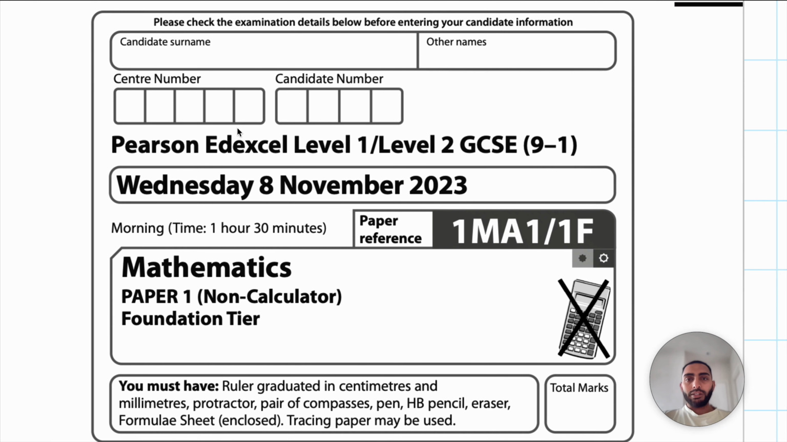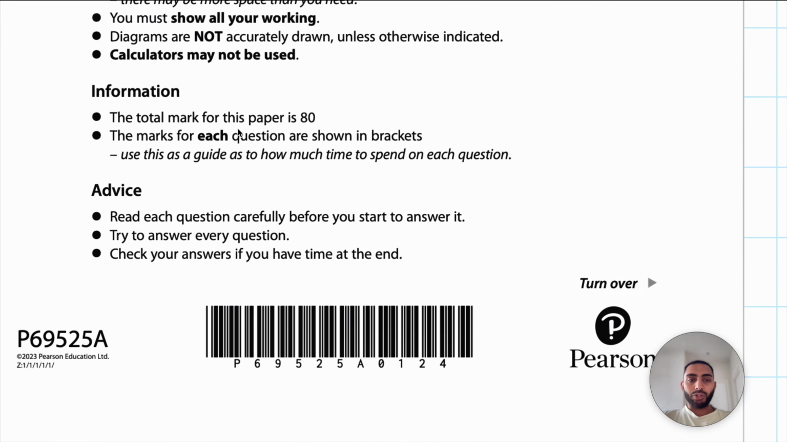It's the Edexcel GCSE Maths Foundation Non-Calculator Paper 1 from November 2023. Let's get straight into it.